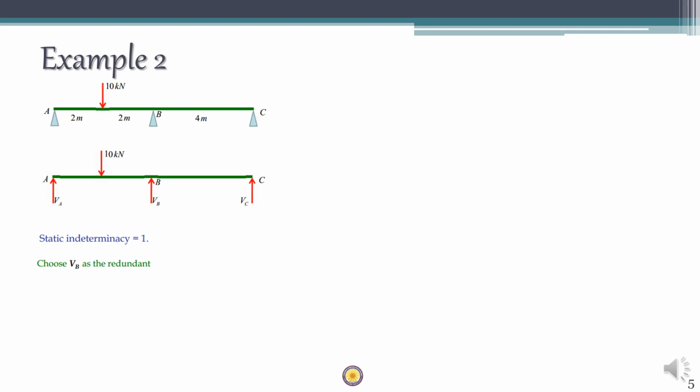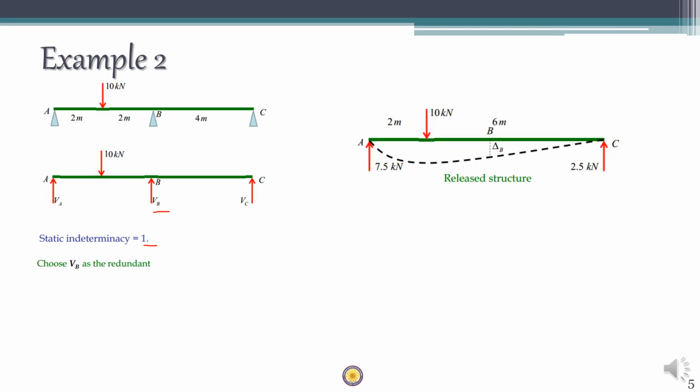Static indeterminacy is 3 minus 2, just 1, which means that we have to remove one support from the given structure. So we choose the reaction at VB as redundant. We will remove the support at B and find the released structure. On the released structure we will apply the external load, which in this case is only a 10 force, 2 meters away from the support A.